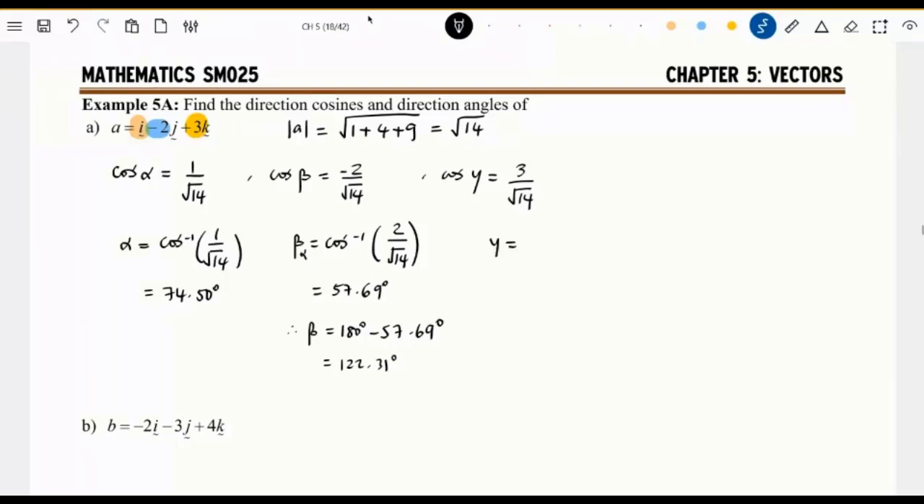For the gamma, we have it inverse cos of 3 over square root 14. Okay, kita dapat berapa ni? 36.70. Okay.